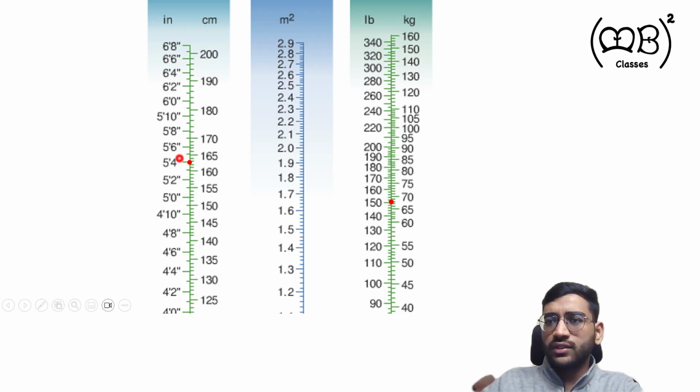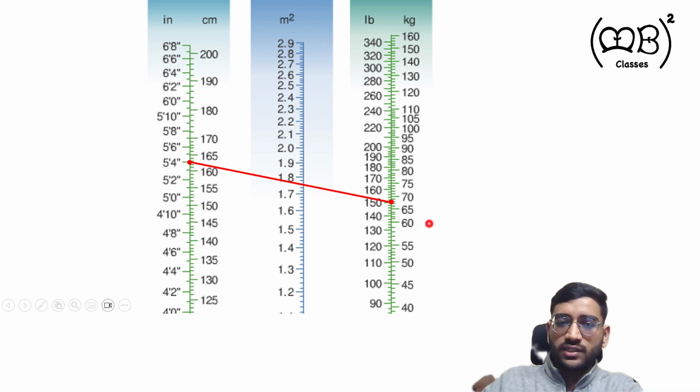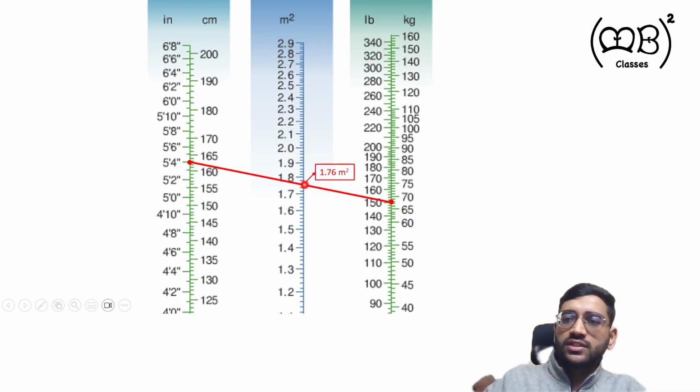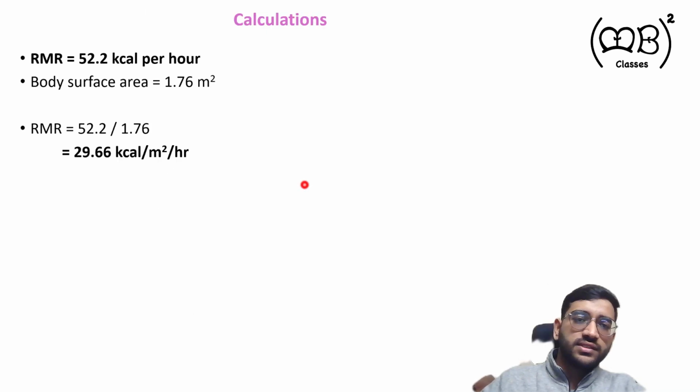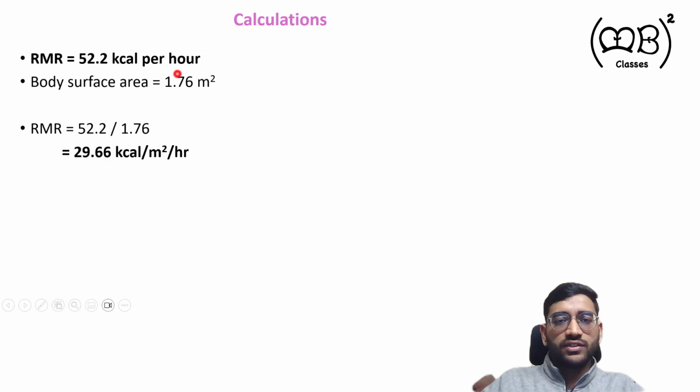If the height of the subject is 5 feet 4 inches and the weight of the subject was 68 kgs, we make 2 points on the two scales, height and weight, and then we join these two points with a straight line, and where it intersects on the body surface area scale is the body surface area of the individual. Simple. So 1.76 meter square is the body surface area.